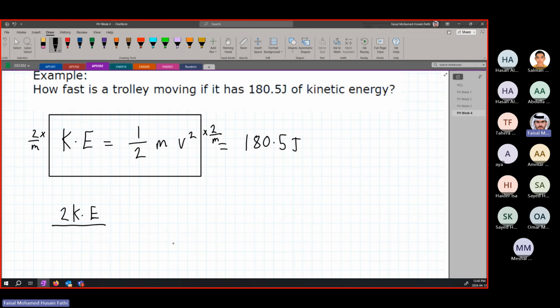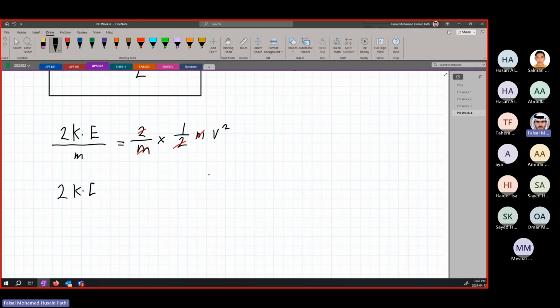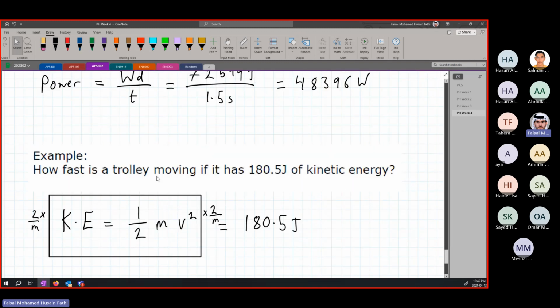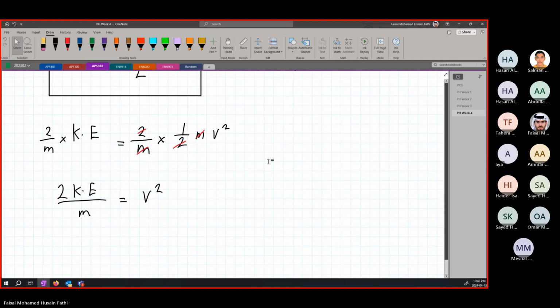So it's going to be 2KE over m is equal to 2 over m times half mv squared. If you notice, the m and the m will cancel, the 2 and the 2 will cancel. We will be left with 2KE over m is equal to v squared. Again, no confusion; all I did here was multiply by 2 over m times kinetic energy. When you have a square on one side, remember, we're trying to find the velocity. The question is, how fast is the trolley moving? So we're trying to find velocity, or the speed.